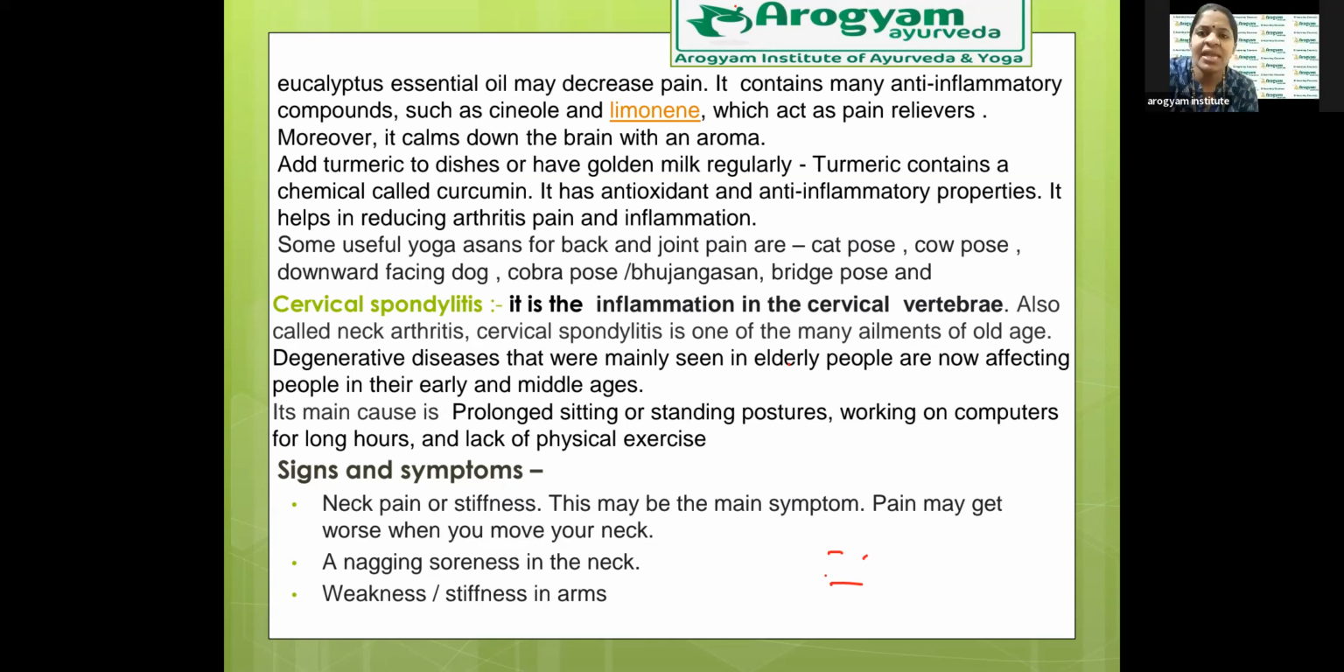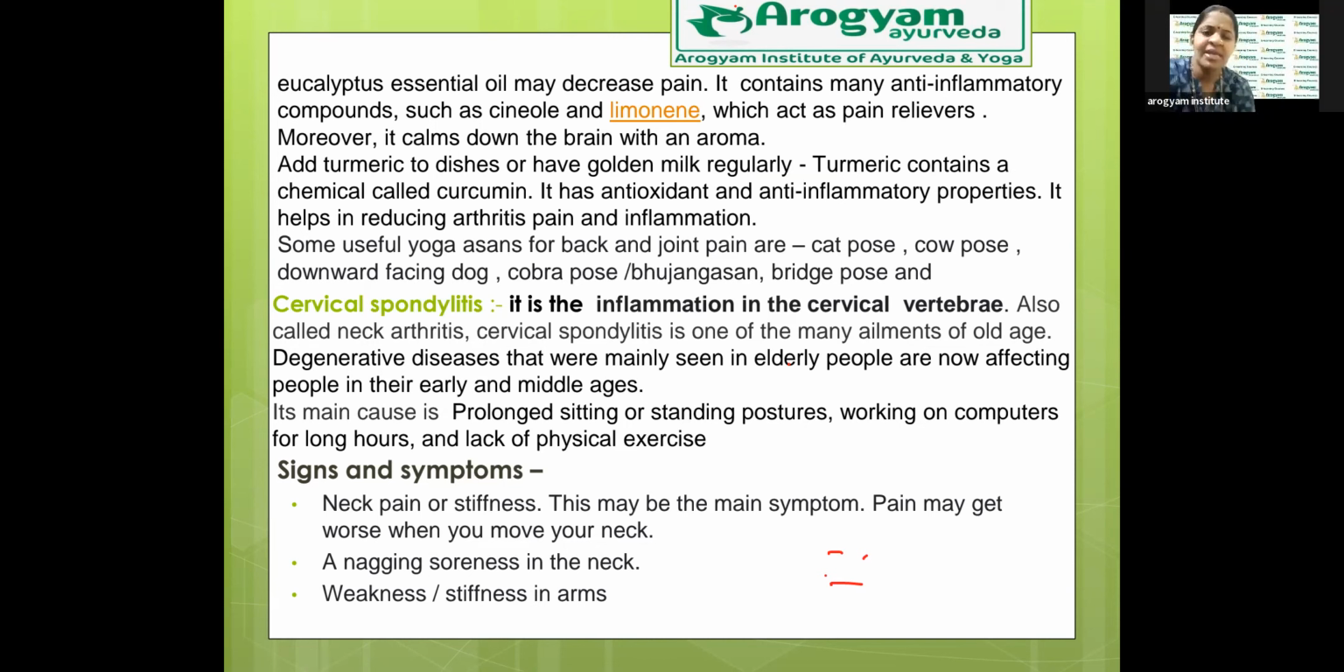Now, cervical spondylitis. It is the inflammation in cervical vertebrae, also called neck arthritis. So what is this cervical? Cervical means neck. Spondylitis is the arthritis form. So cervical spondylitis is one of the many ailments of old age.